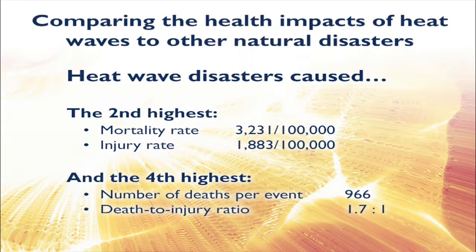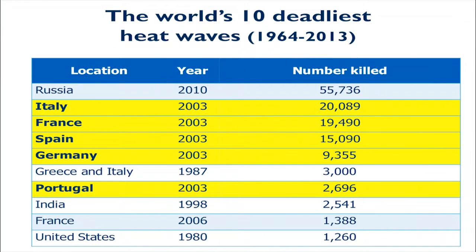They were also the fourth highest for number of deaths per event during these past 50 years, and the death-to-injury ratio was actually the fourth highest for all natural disasters during that same period of time as well. So we're really talking about a large number of deaths compared to the amount of illnesses or injuries that occur in that particular natural disaster.